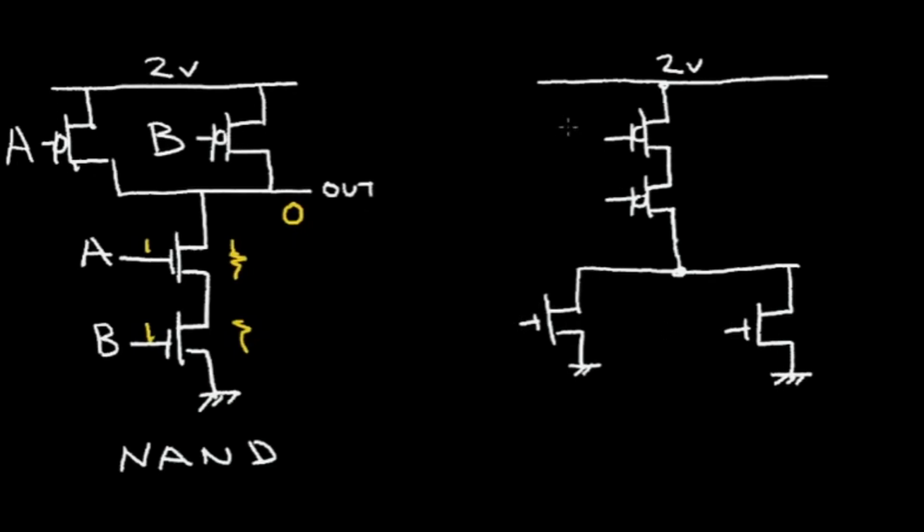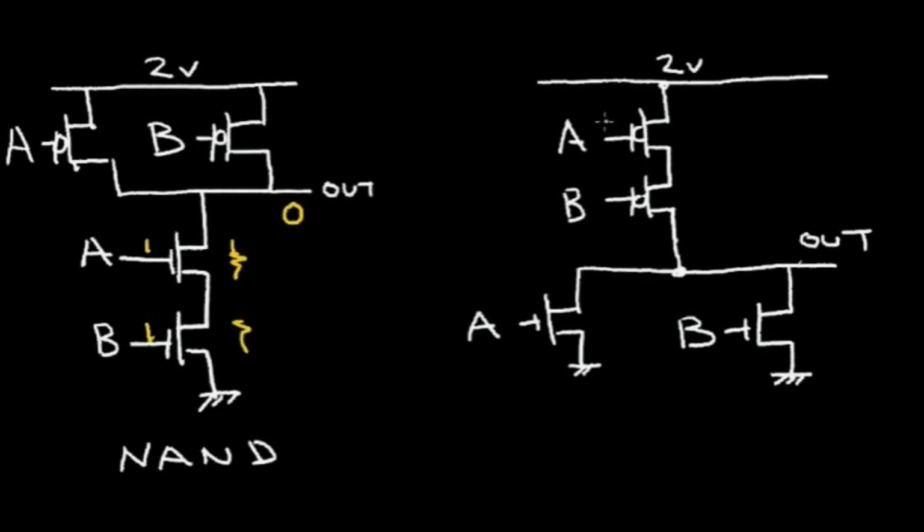So let's call this input A, input B. Let's connect input A to the gate of the NFET and input B to the gate of this other NFET. And let's label this our output node. The unique condition here is when both PFET transistors are in the on condition.